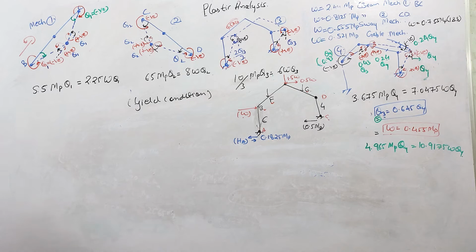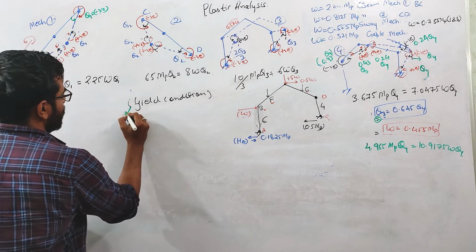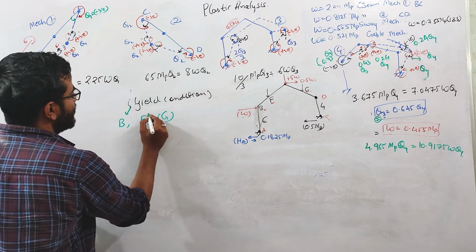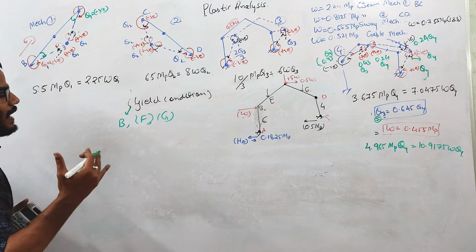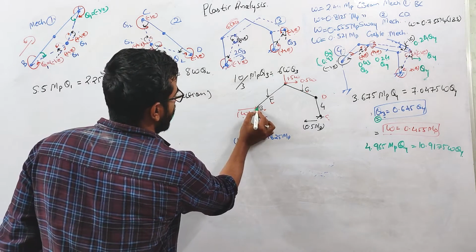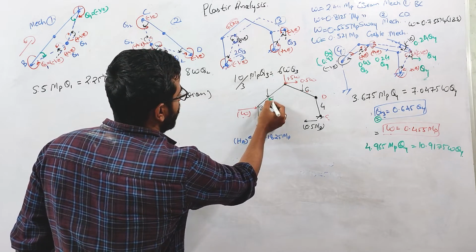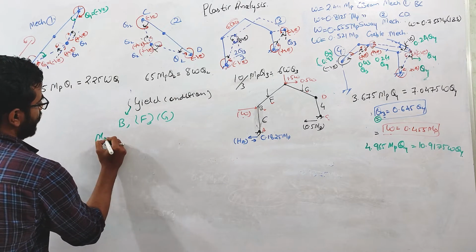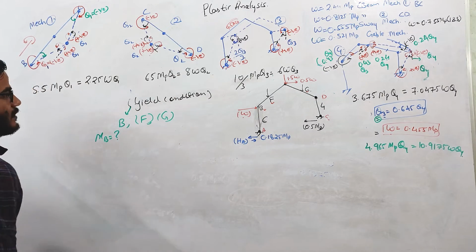Now we will be checking the moment yield condition at this B point, this F point, and this G point, because these are the points where maximum moment can occur: at the joints or at the points where the point load is acting. So we need to find MB. Let us calculate MB first.